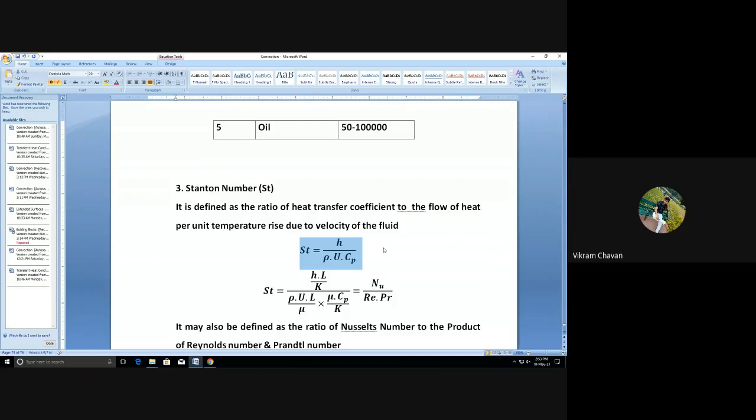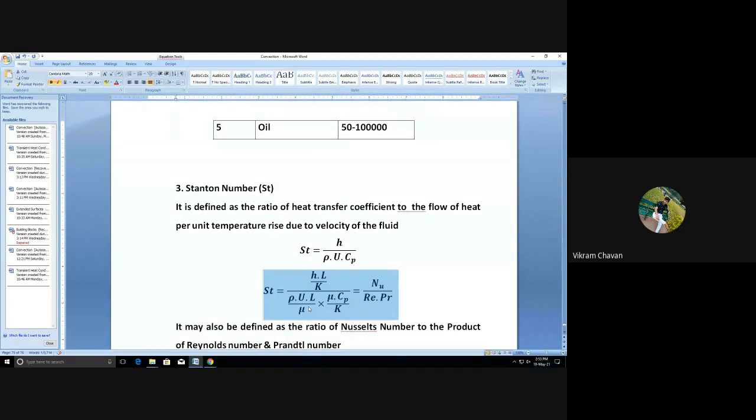Once again, this Stanton number can be formulated as HL divided by K, divided by rho UL divided by mu, multiplied by mu Cp divided by K, where HL divided by K is nothing but the Nusselt number, rho UL or rho VL divided by mu is nothing but the Reynolds number, and mu Cp divided by K is nothing but the Prandtl number.